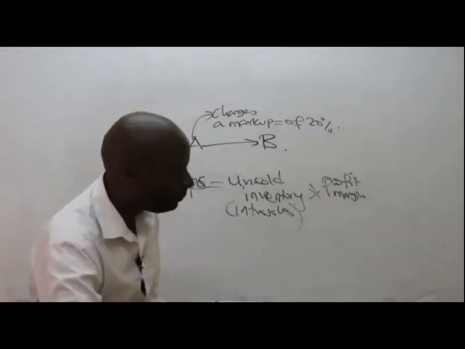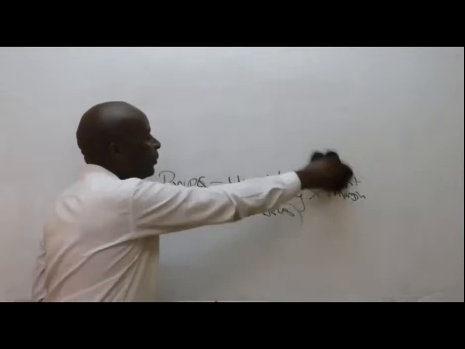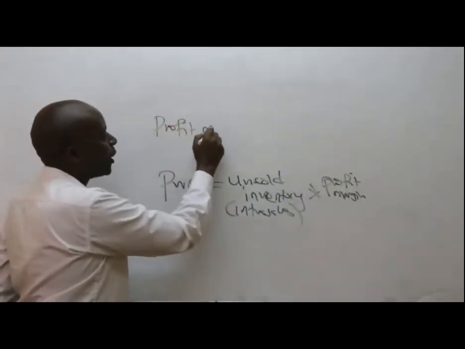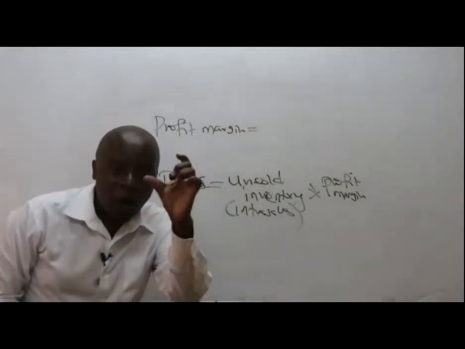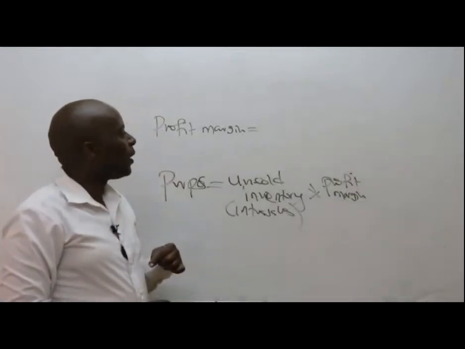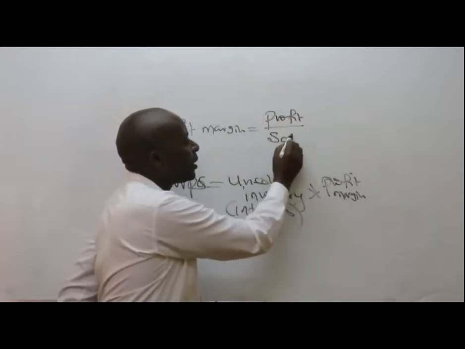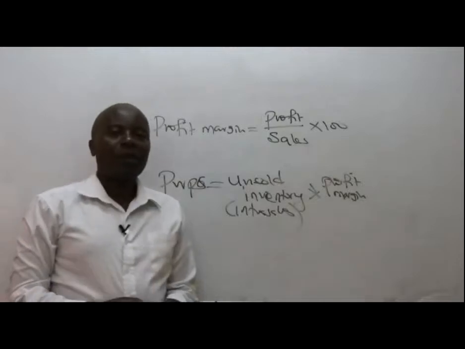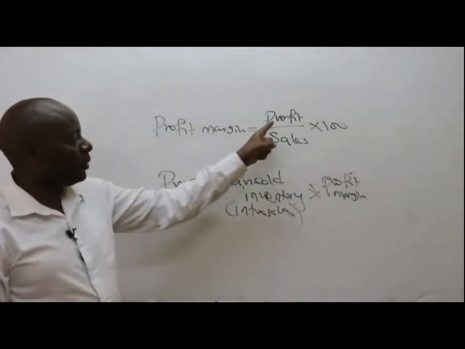Now listen here. How do we get our profit margin? There is a simple formula that we use. Profit margin is a representation of our profit vis-a-vis our sales amount. So profit margin is profit over sales times 100 if you wish. Anytime they want us to give them profit margin, we'll always be thinking about this.